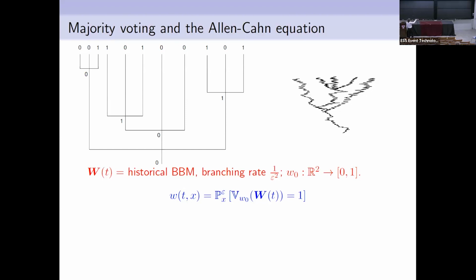And we're going to consider this quantity, which is the probability that the root vote is equal to 1, if I start my ternary branching Brownian motion from a single individual at x at time 0.